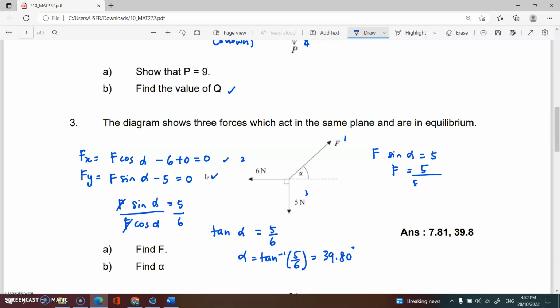So 5 over sine 39 over 680. So my answer is 7.81.